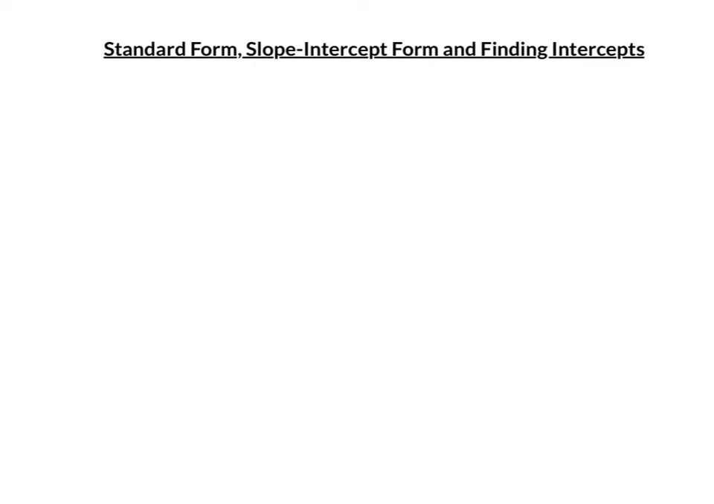Slope-intercept form, you've heard it before, I'm betting. It's y equals mx plus b, where m is the slope. The slope is the rate. It's the rate the line jumps from point to point. And b is the y-intercept.